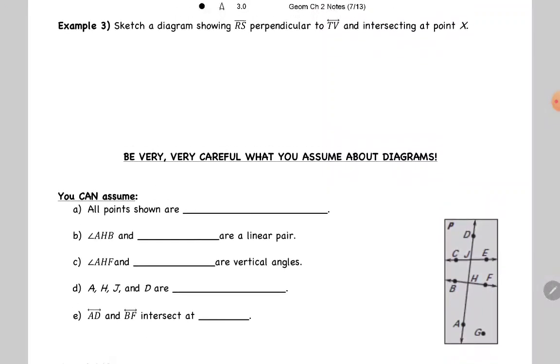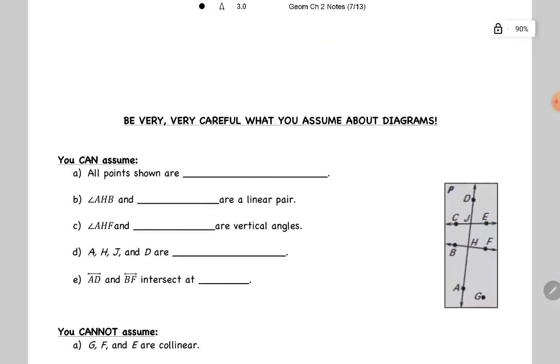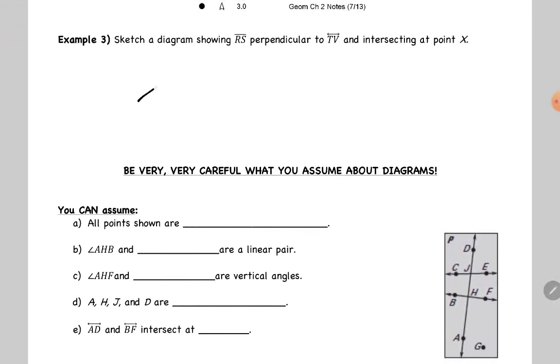Alright, just sketch a diagram showing RS perpendicular to TV and intersecting at point X. Okay, so we have a line TV, and then we have the segment RS, and it's perpendicular, so it forms a right angle, and it intersects at point X.